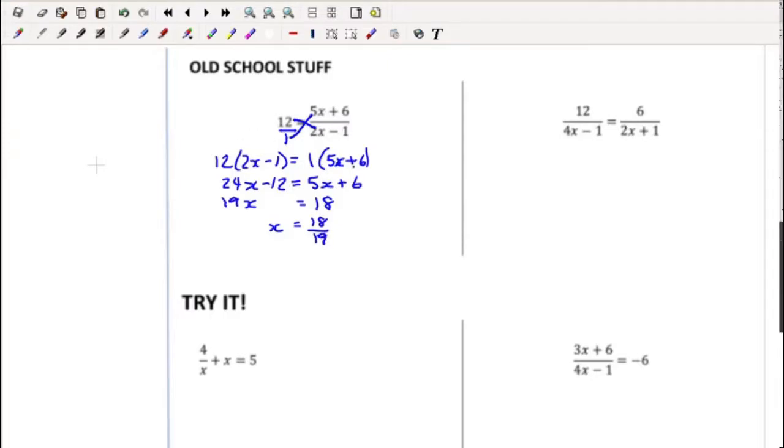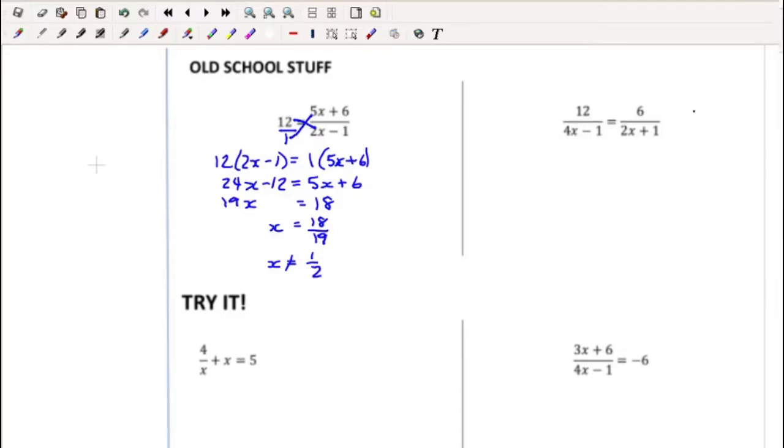Now for my extraneous solution, x is not allowed to make this 2x minus 1 equal to 0, so x is not allowed to equal 1/2. And just double check on your calculator that 18 over 19 actually does give you a viable solution. And it turns out, even though it's a funky looking number, it does give you a nice solution.